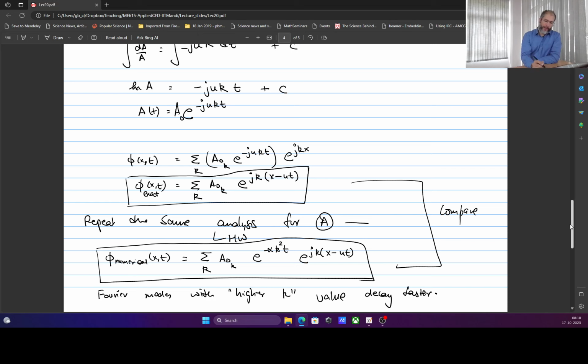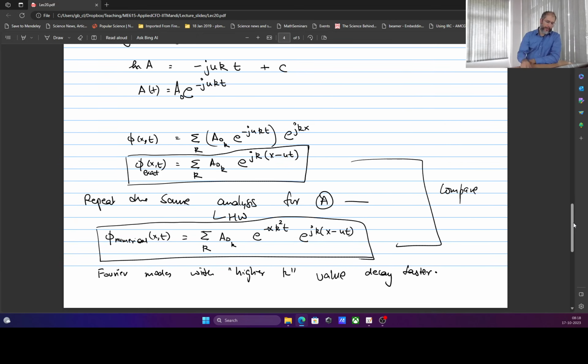When we compare these, we see that in the numerical case, the amplitude decays exponentially. That is purely because of a numerical reason. There's nothing physical about this decay. Because in the exact solution, the top boxed equation, it is a summation over amplitudes times the exponential e to the j something. So e to the j something is simply sine and cosine, right?